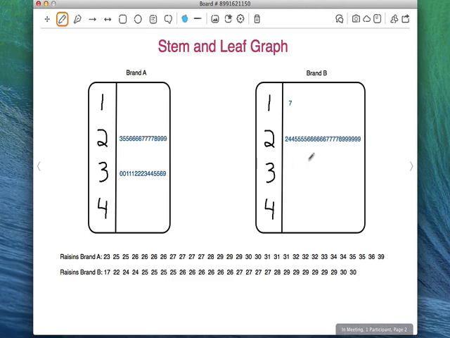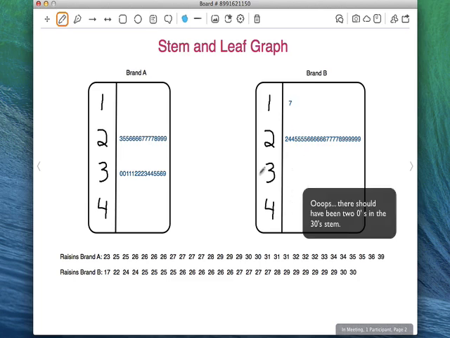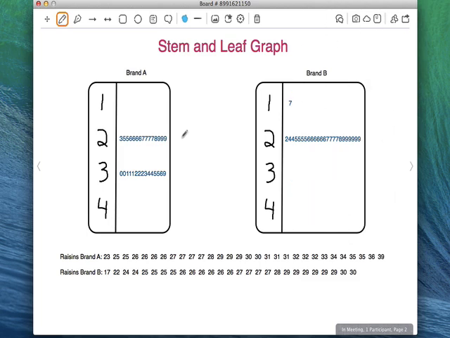Over here for brand B, we did the same thing. There is one in the tens stem, 17 was recorded, but there are no 30s and there are no 40s. So once again, these stem and leaf graphs show you a little bit about the data, but typically the point is to compare data. Once again, you can see that brand B seems to be clumped together a lot more than brand A. Stem and leaf, pretty easy to make. Not terribly sophisticated, but once again, it gives you a bigger picture of the data.